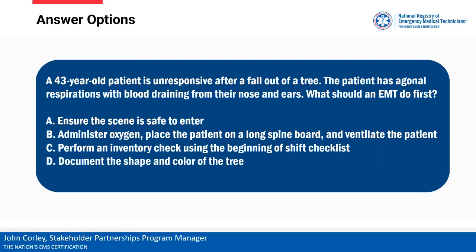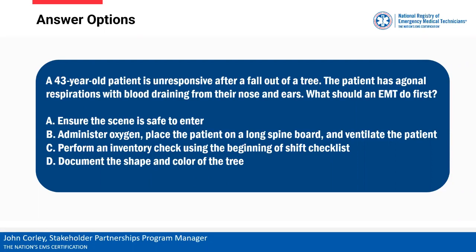So you have a 43-year-old patient, unresponsive, fell out of a tree, agonal respirations, blood draining from the nose and ears. Which should the EMT do first, right? A, ensure the scene is safe to enter. That's pretty relevant to that stem, and that's plausible, right? B is what we talked about with too many variables. C, perform an inventory check using the beginning of the shift checklist. That's not a plausible thing. You would have done that before your shift, hopefully, knock on wood, right?